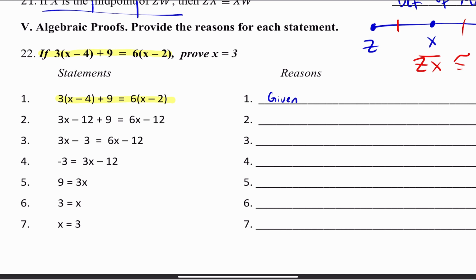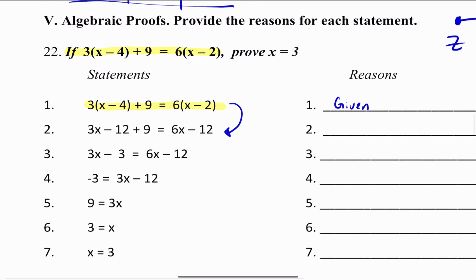Okay, and then going from here to here, I can see that the 3 is being distributed to each term, and then the 6 here is being distributed to each term. So this is using the distributive property. Okay.